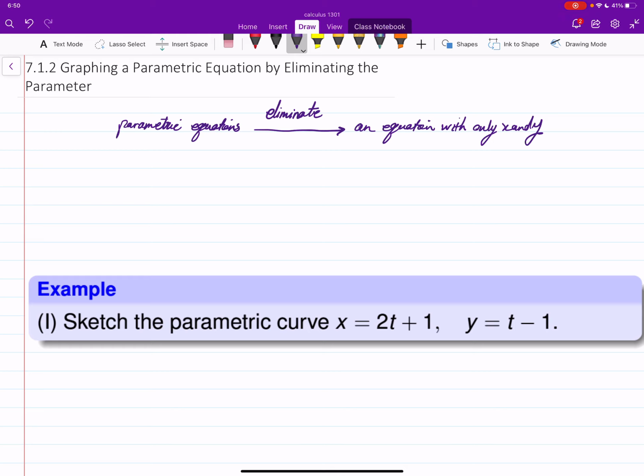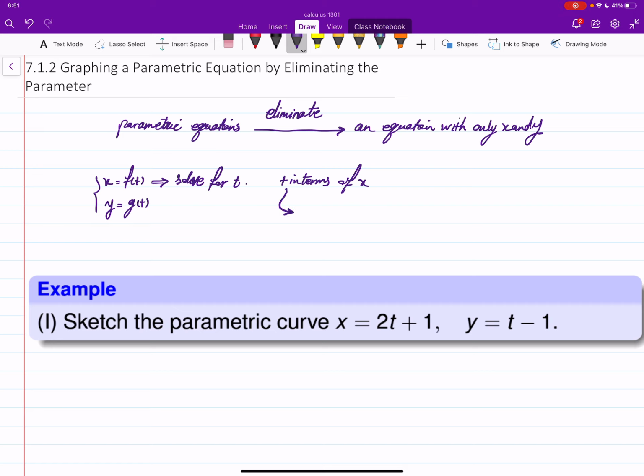So basically what we do, remember parametric equations have two parts. One, x is given in terms of t, and the other one, y is given in terms of t. What we do here is that we solve one of these equations for t. Let's say we solve the first one and write t in terms of x. Why is it helpful?